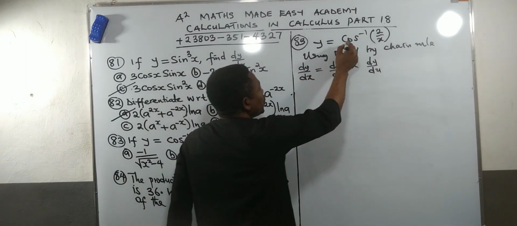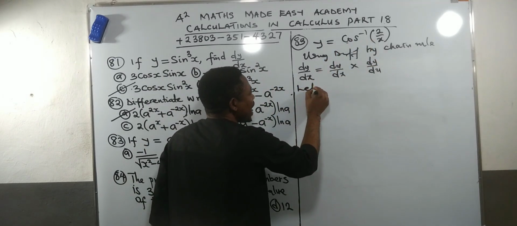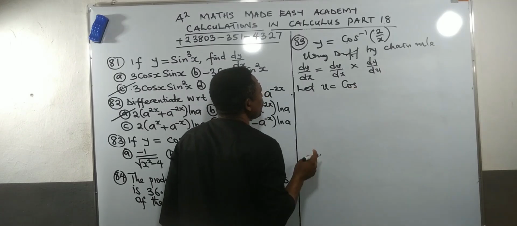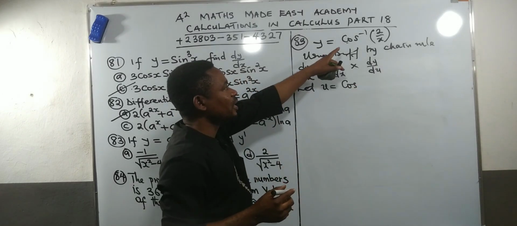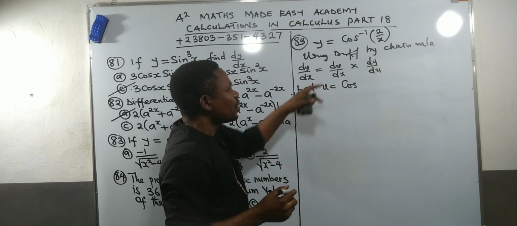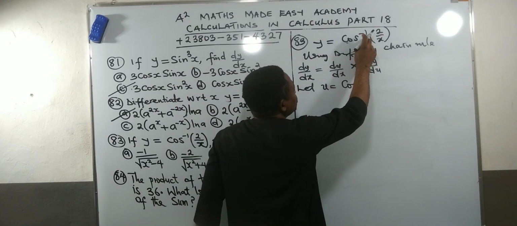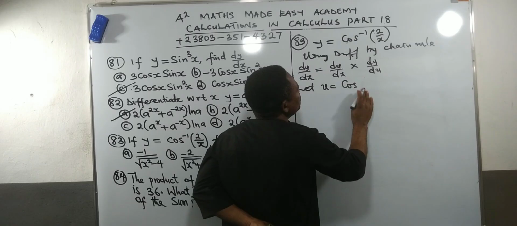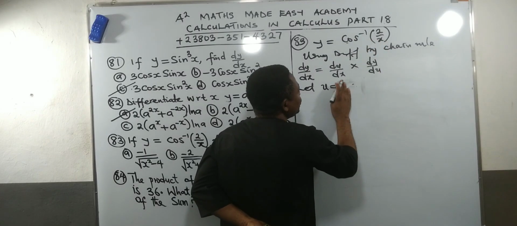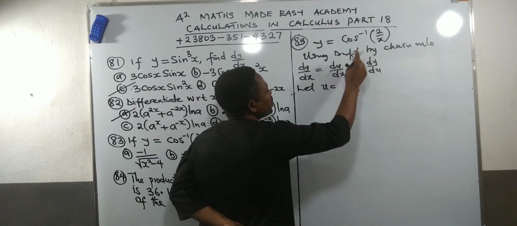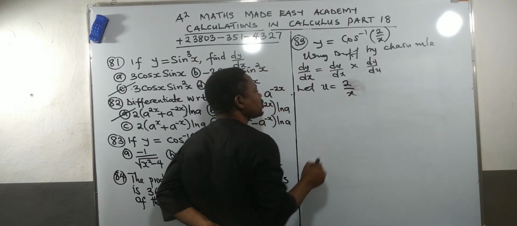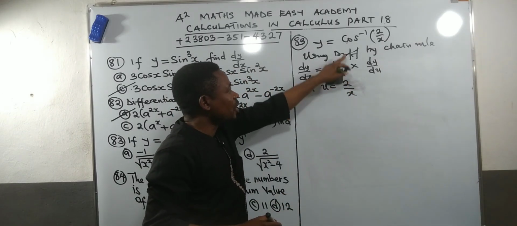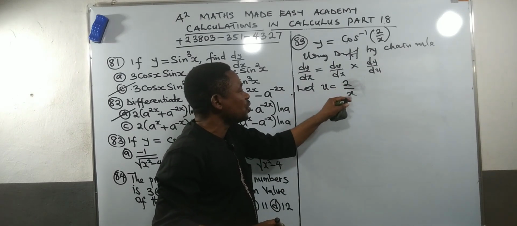What is u? I will now say let u be 2 all over x. That is what I mean. Let u be 2 all over x, not cos inverse. I said let u be 2 all over x.